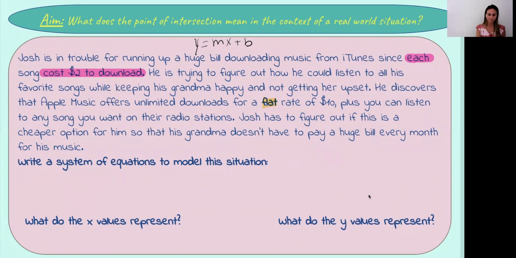With the class, we'd have a lot of discussion. What do you think that means? Your students would come up with the equation themselves. And through that discussion, we would discover that this line has a slope of $2 per song. So you would multiply $2 by the amount of songs that you download, and it's going to vary each month. So the equation for this first line would be 2x.